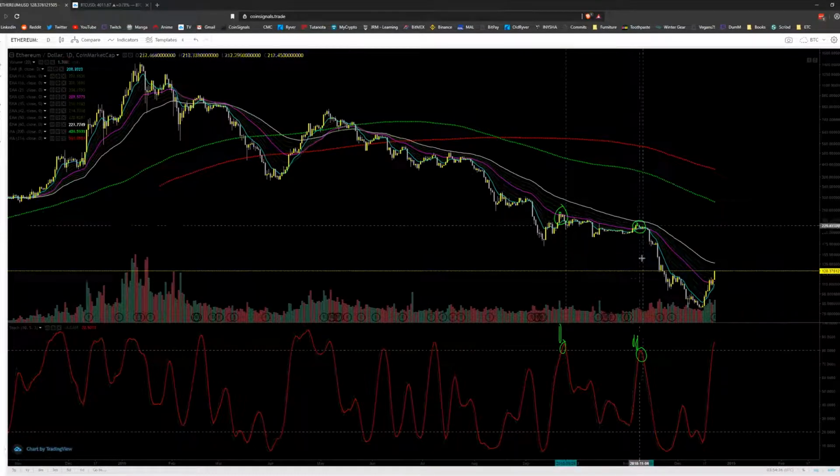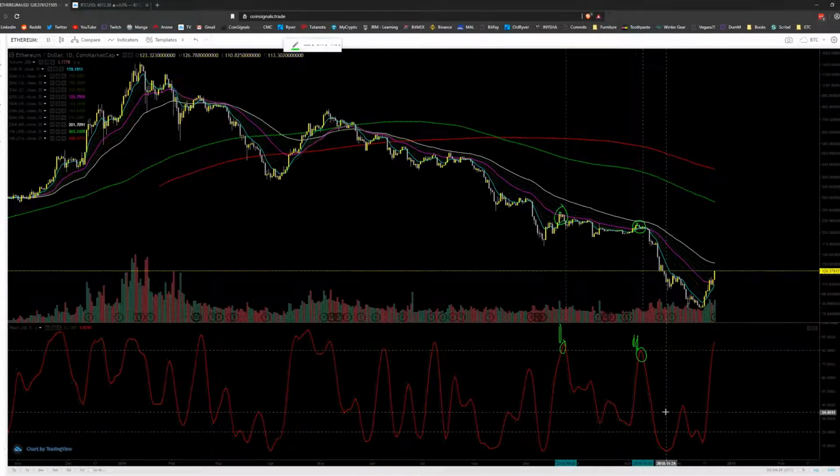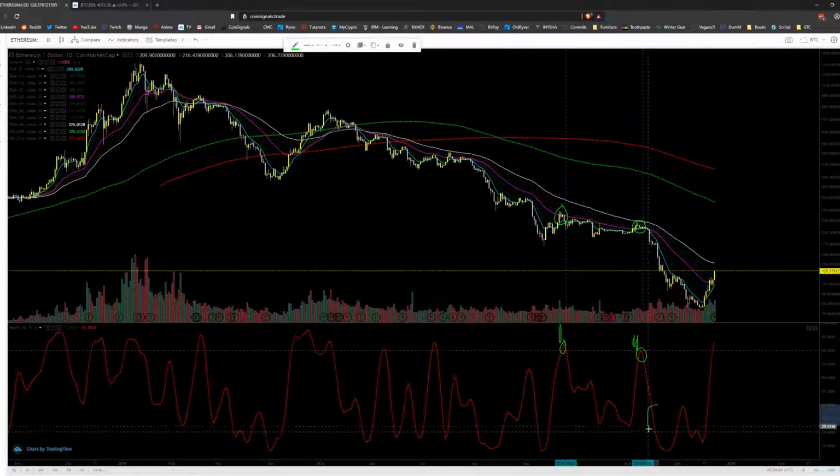Right? This was the short here. You come back when you see your daily cycle is getting below halfway, which is this region here.